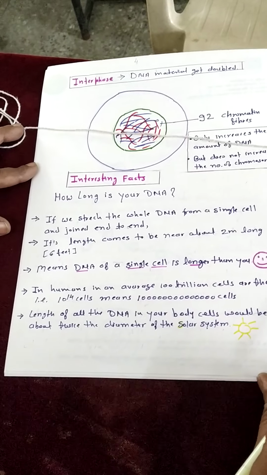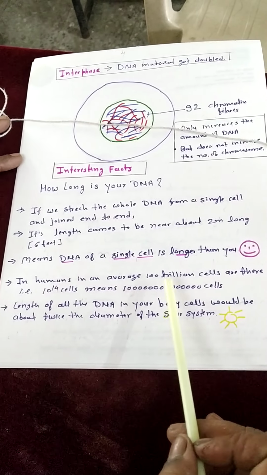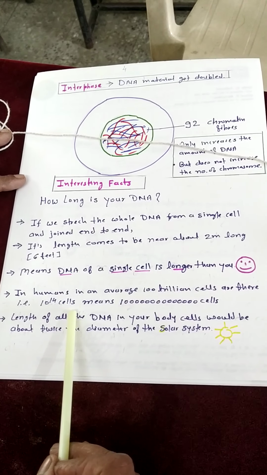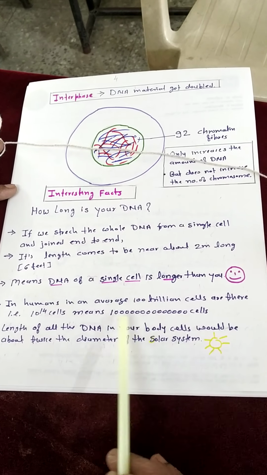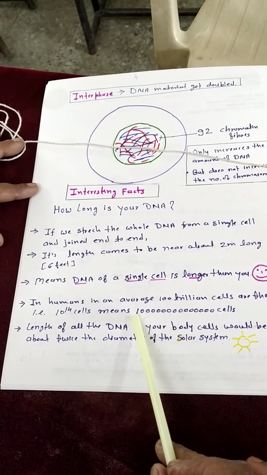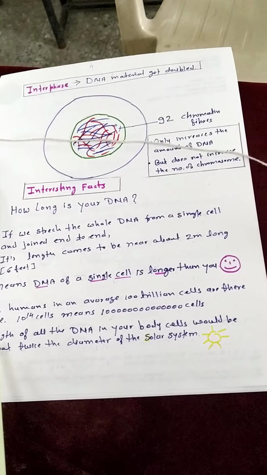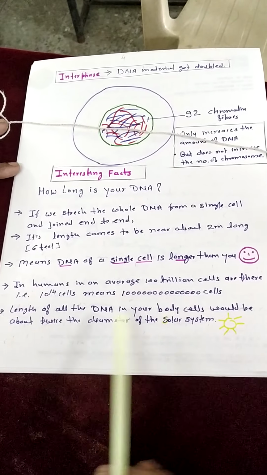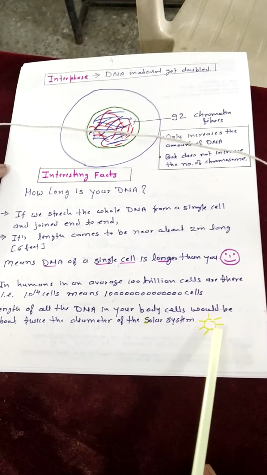The next interesting fact is, in humans, on average 100 trillion cells are there. That is 10 raised to the power 14 cells. It means there are 14 zeros after 1. This many cells are present in the human body. The length of all the DNA in your body cells would be about twice the diameter of the solar system.